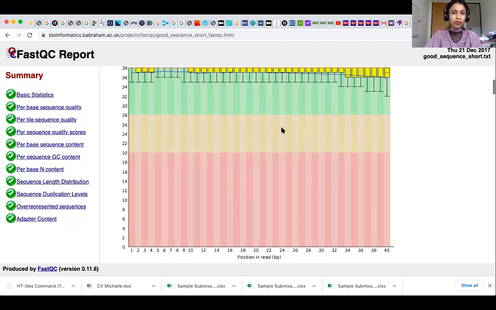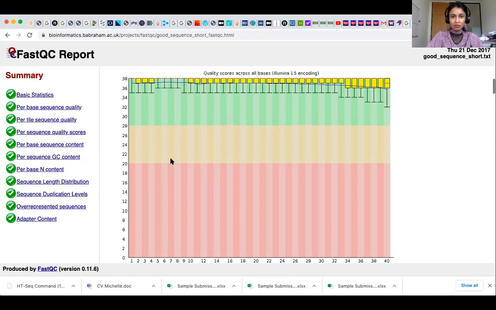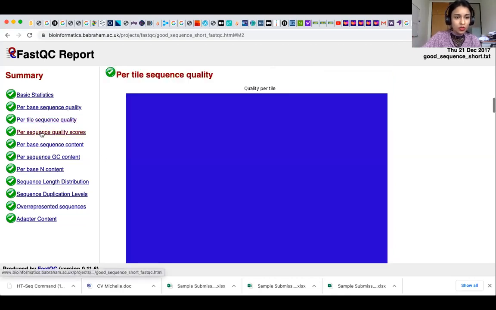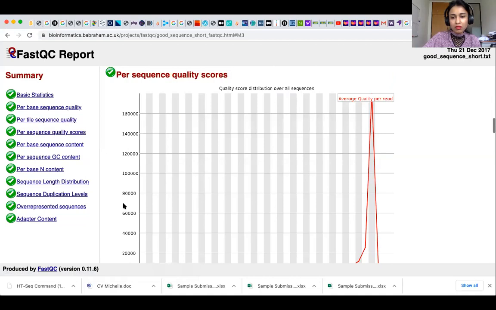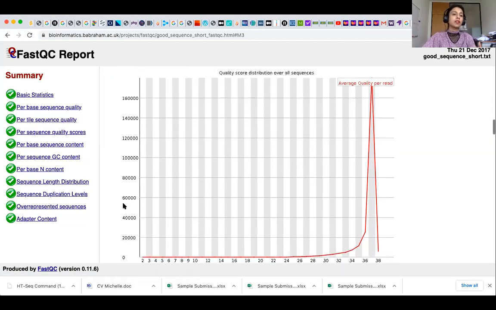If you have your error bars going down to the yellow region, right, you may need to do some pre-processing, right? So this is how you read. After you've done your sequencing, you do a QC and you have an idea of your quality, right? Moving on, I'll just show you some other important things, right?